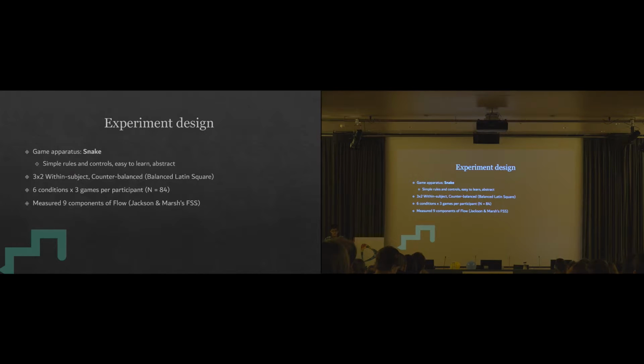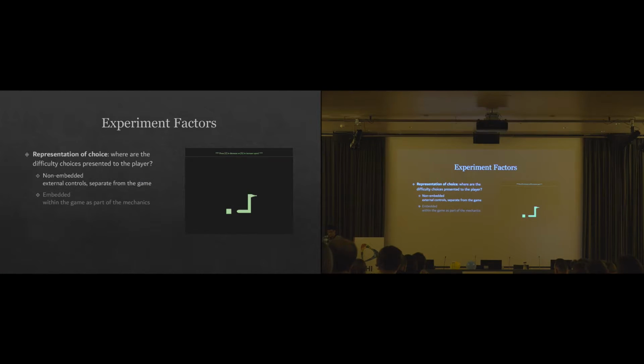We have a 3x2 within-subject, counterbalanced, of course, game design. We made our participants play 3 games for each condition, so they played a total of 18 Snake games altogether. At the end of playing those games, we measured the 9 components of flow using Jackson and Marshall's Flow State Scale. So how do we do representation of choice? We operationalized it with two things: embedded and non-embedded controls. For non-embedded, we provided keyboard keys, Z and X, to adjust difficulty.